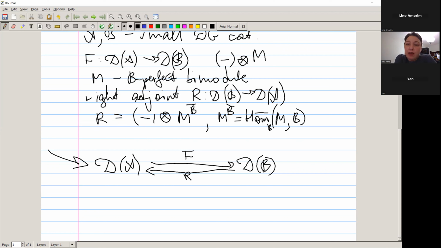Rina, when you say D of A, do you mean the unbounded derived category? Yes, I mean the unbounded derived category. Working with perfect modules is its own can of worms, but for this picture we do need unbounded.